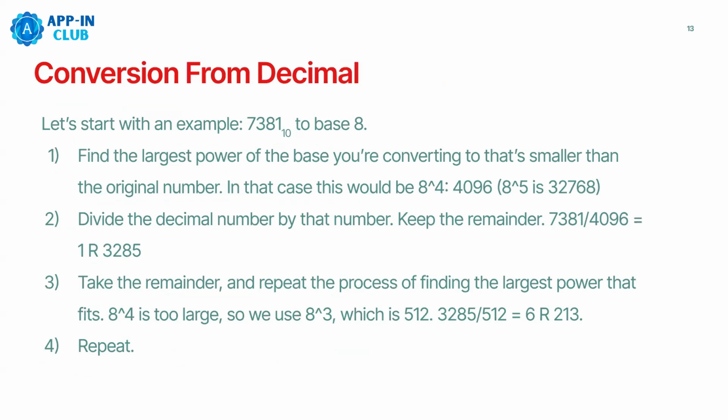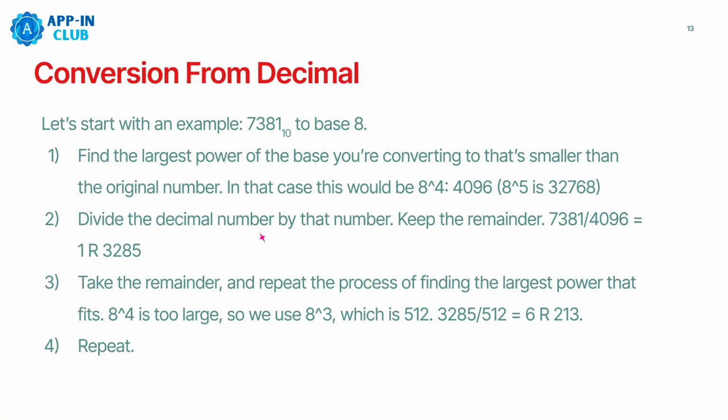Next, we'll move on to conversion from decimal. Let's start with an example: 7,381 base 10 to base 8. What you want to do is to first find the largest power of the base you're converting to that's smaller than the original number. In this case, this would be 8 to the power of 4, 4096, as 8 to the power of 5 is 32768, which is bigger than 7381.